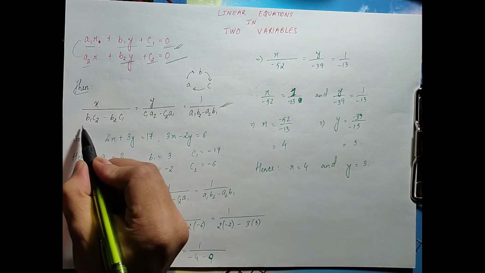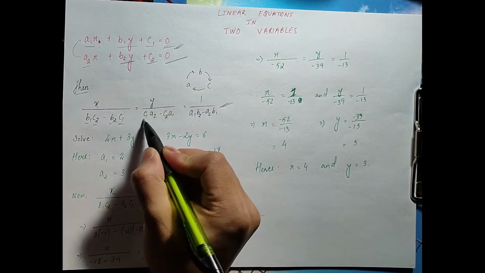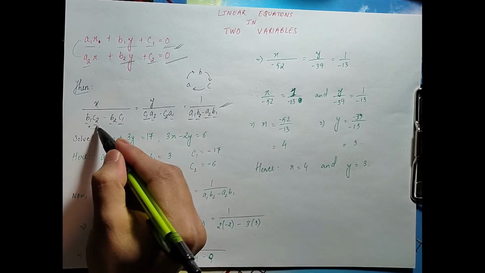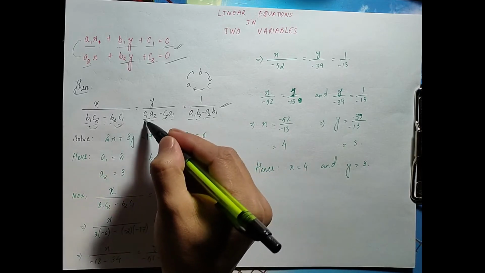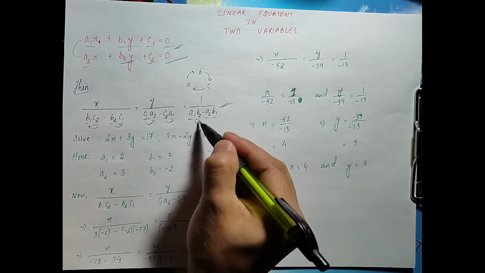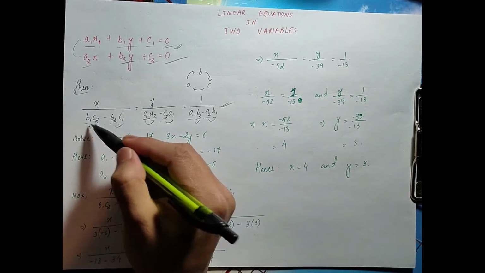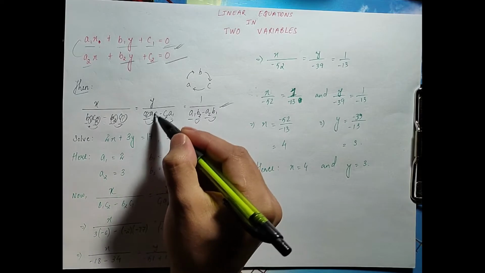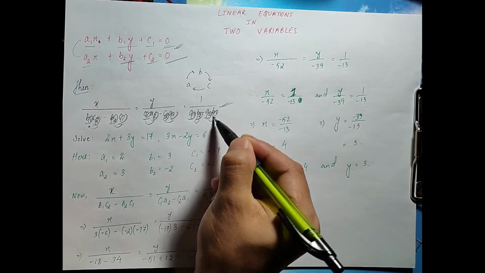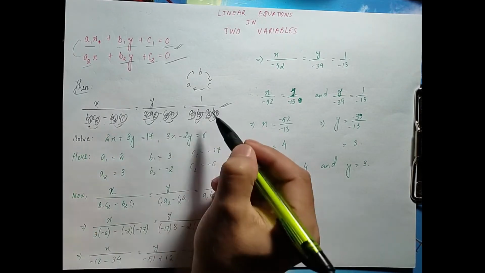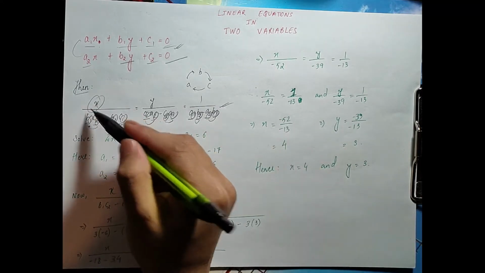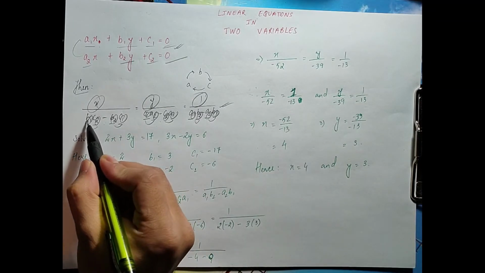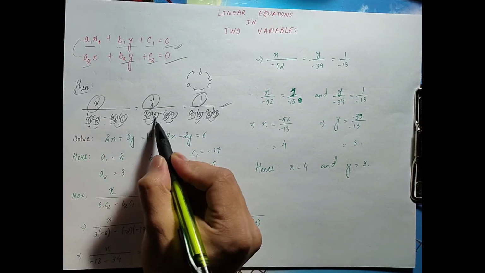First of all, we see the pattern: bc, bc, ca, ca, ab, ab, and 1 2 minus 2 1, 1 2 minus 2 1, 1 2 minus 2 1. So we see that this is fairly easy to remember. It is minus throughout in the middle, and x, y in the numerator, and then 1. So the main task is, how do we remember this?